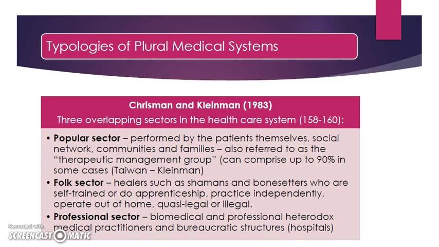This is also referred to as a therapeutic management group, and it can comprise up to 90% in some cases, and Kleinman's work on Taiwan in particular highlights this. In contrast, the folk sector looks at healers such as shamans and bone setters who are self-trained or do an apprenticeship, practice independently, and operate out of the home in quasi-legal or illegal contexts. Whereas the professional sector is the biomedical and professional heterodox medical practitioners, as well as the bureaucratic structures, hospitals, and clinics which support them.